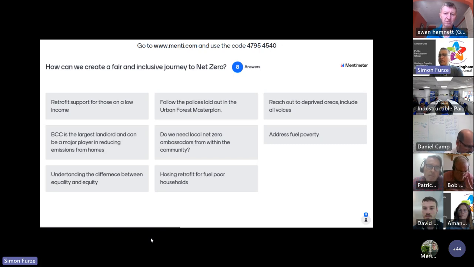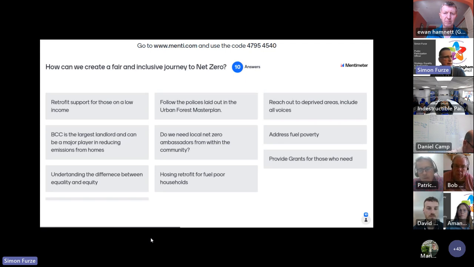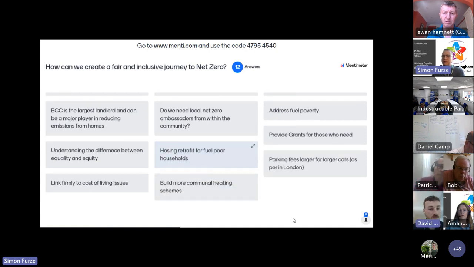Reach out to deprived areas, include all voices, really, really important. It's what we as a new directorate are really about. And that is going to be something that, again, we would want your help, your support, your involvement in doing. We meaningfully reach out and engage and take people on that journey. So I really like that one as well. I don't know if there's anything that you are picking out there, David.